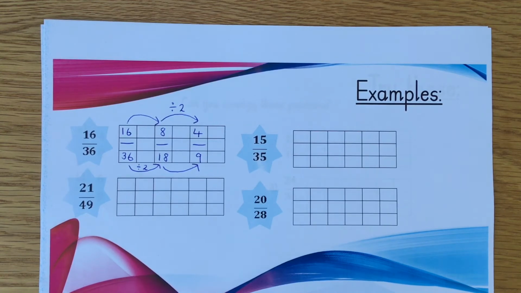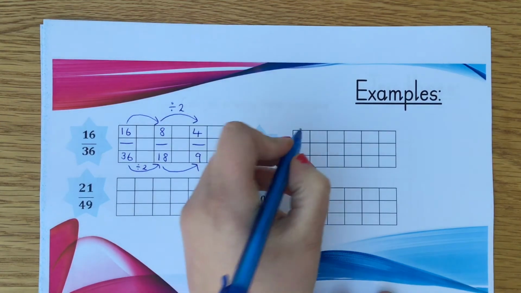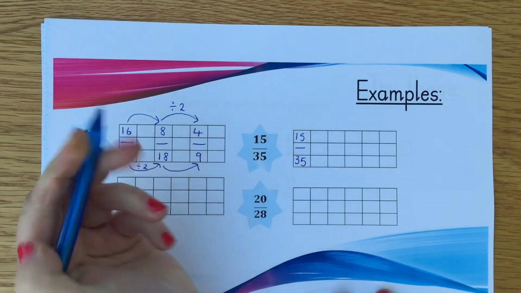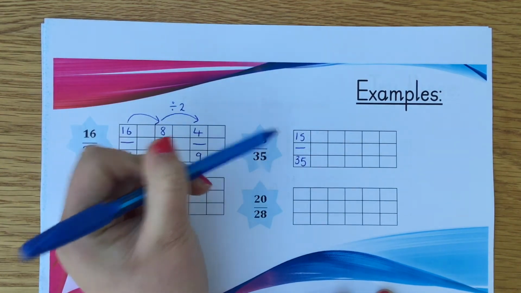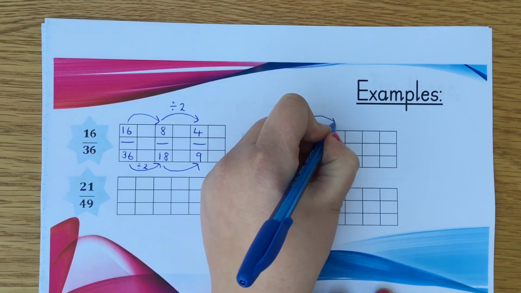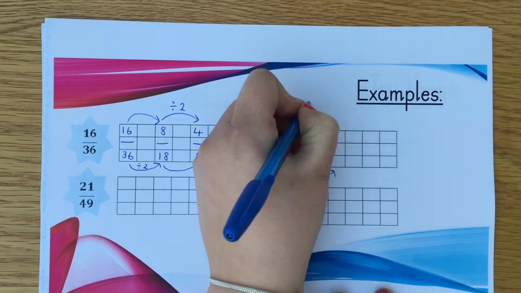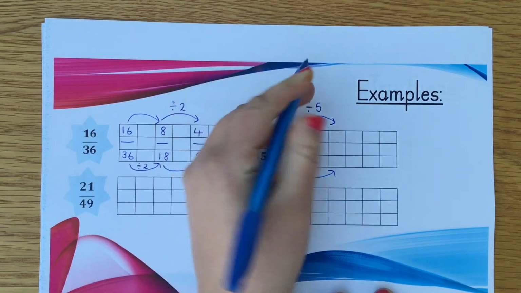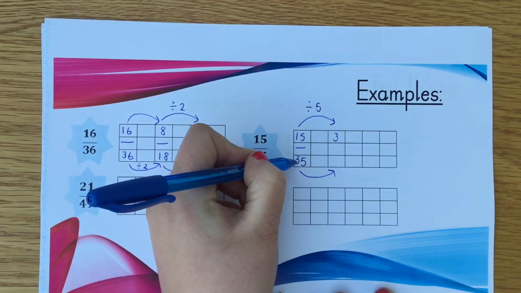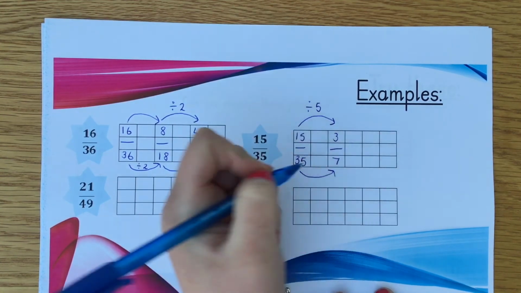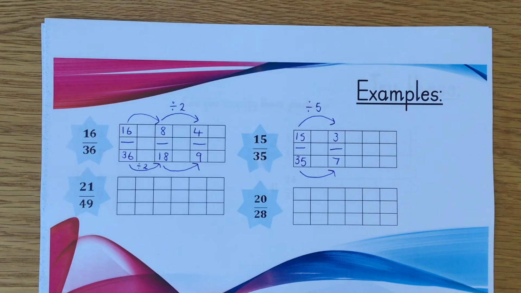Okay, having a look at the second example then, 15/35. Okay, I'm going to write it down. Right, straight away I know that 5 goes into both of these numbers. So my divisor here is going to be 5. So how many 5s are in 15? Well, there's 3. And how many 5s are in 35? There are 7. So 3/7 is my answer.